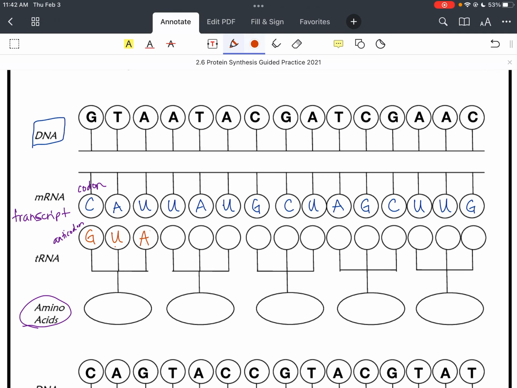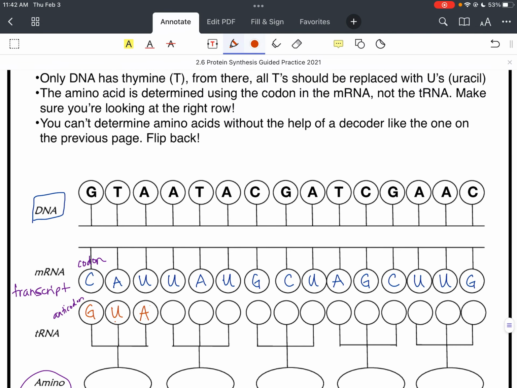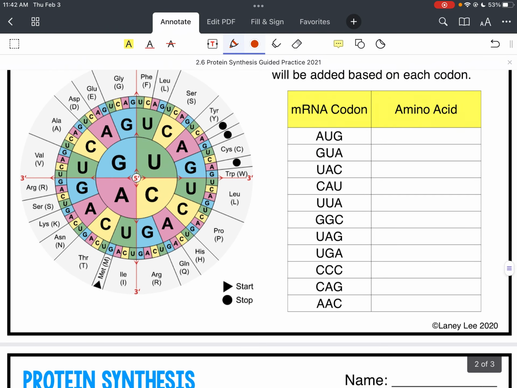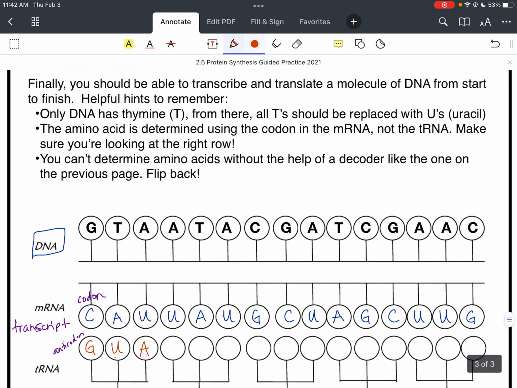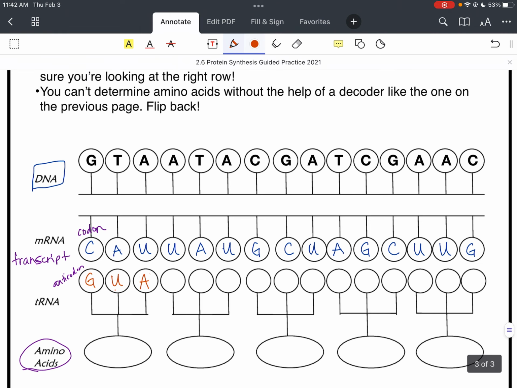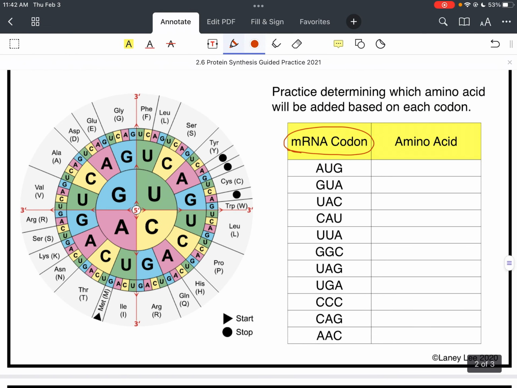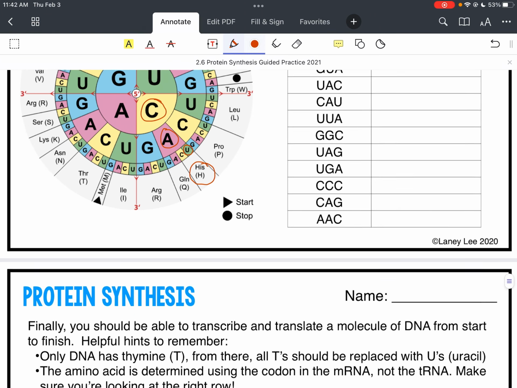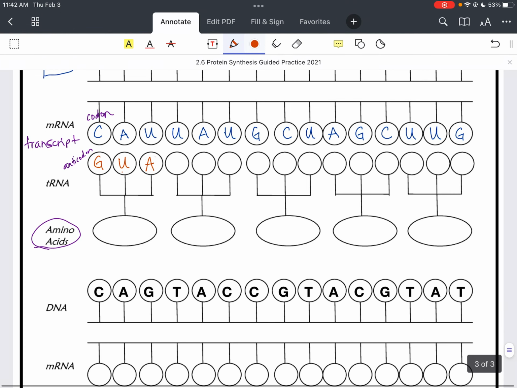Okay, so with it, it's going to bring an amino acid. So how do I know what amino acid it's going to bring? We're going to look at our codon chart, and we go based on the mRNA, right? This is one mistake I saw being made several times. So my codon, my mRNA, is CAU. So I'm going to come over here and find C, A, and then U. And so that means my amino acid is HIS.